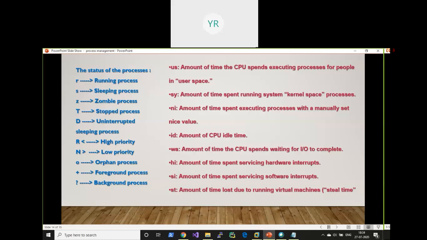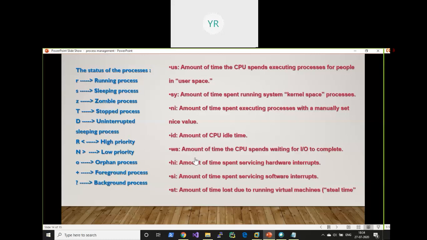Okay, again if you see here, if it is capital R, then it is a high prioritized sleeping process. Okay, if it is lowercase, it is a low priority process. So in that field you already observed capital R's, all are high prioritized. Next, O means if the field is O, then it is an orphan process. If the plus symbol is there, then the process is running in the foreground on the terminal. If it is some question mark, then that is a background process.